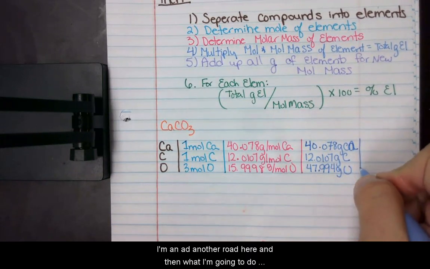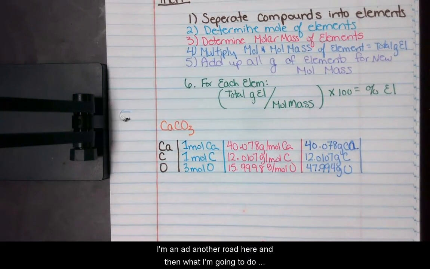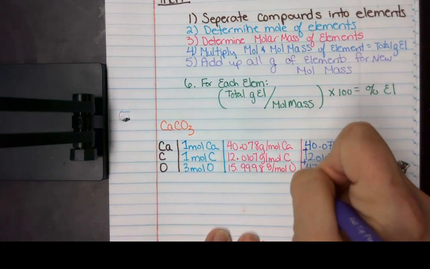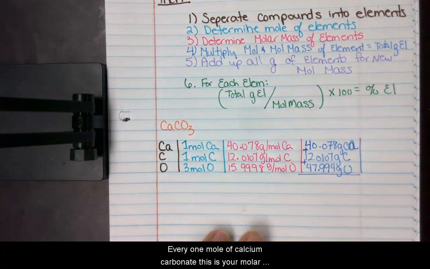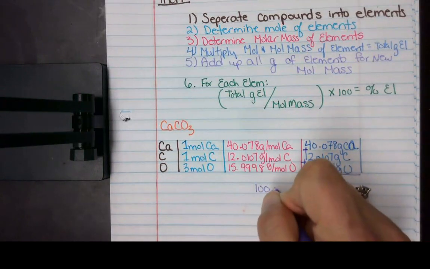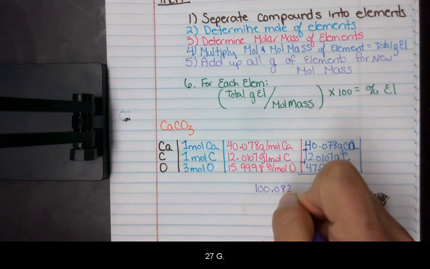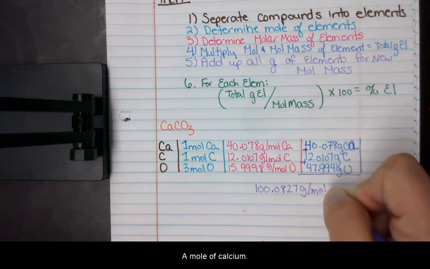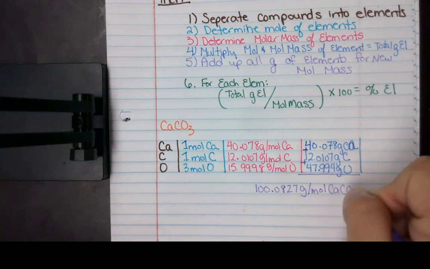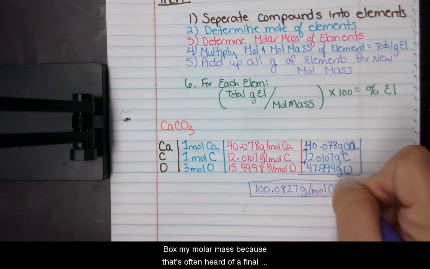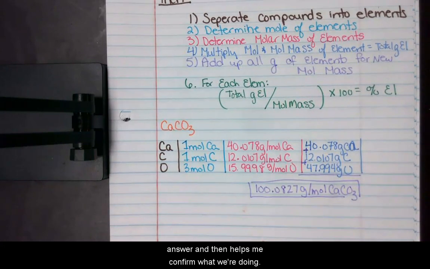I'm going to add another row here, and then you're going to add all of these up to get my total grams for every 1 mole of calcium carbonate. This is your molar mass. So I end up with 100.0827 grams per mole of calcium carbonate. I always box my molar mass because that's often part of a final answer.